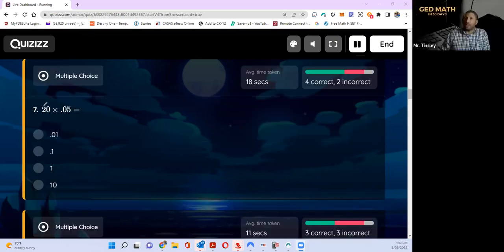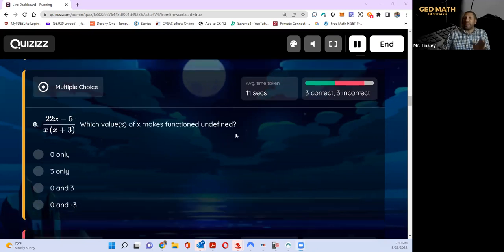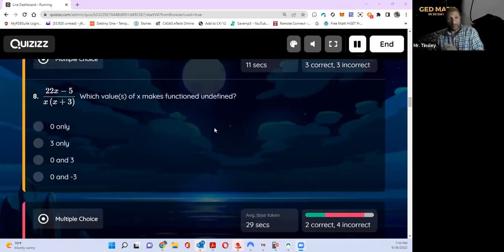20 times 0.05, again, everybody should know that's 1. Or 20 times 5 is 100. Move the decimal point 2 times 1. 4 people got that right. 2 people got it incorrect. Now, this is important. Half of the class got it right. Half of the people got it wrong.